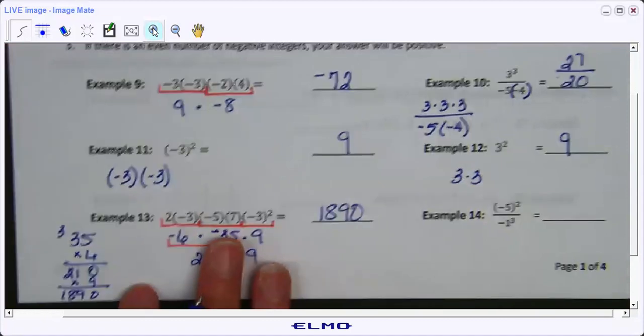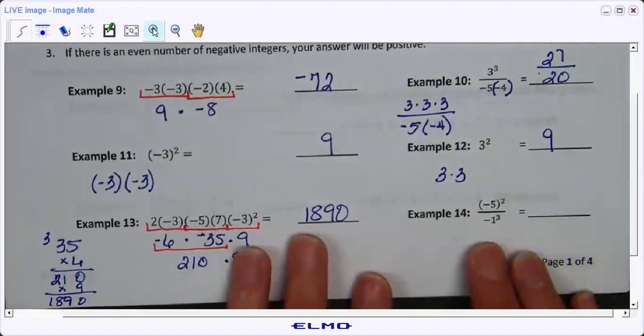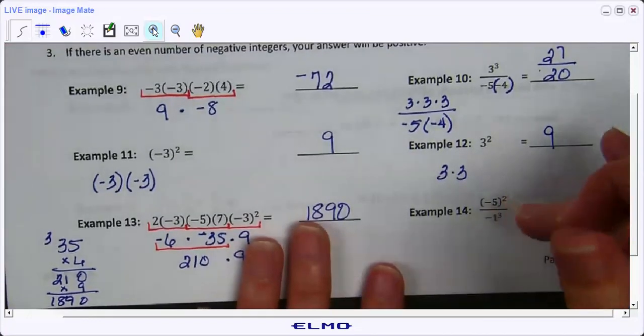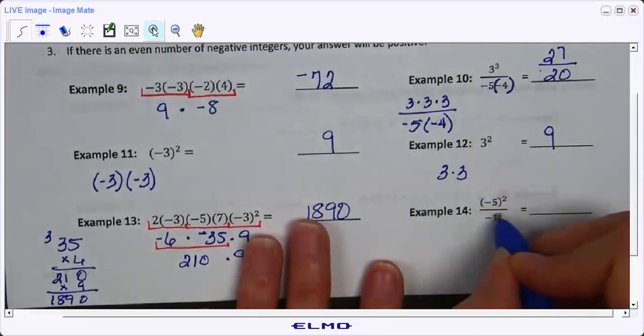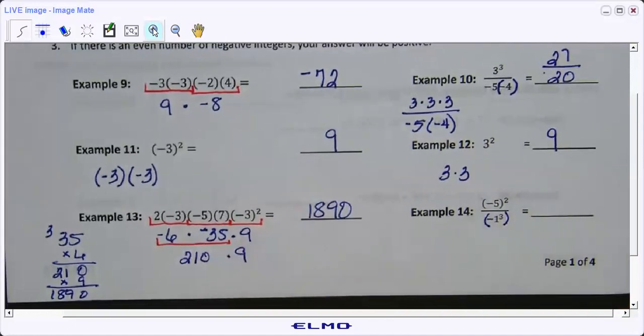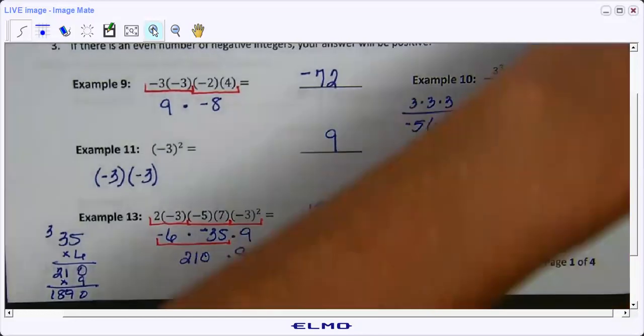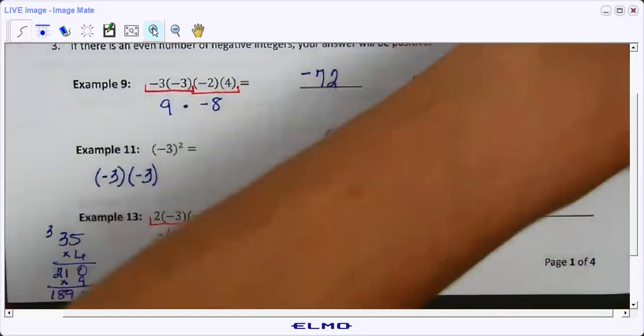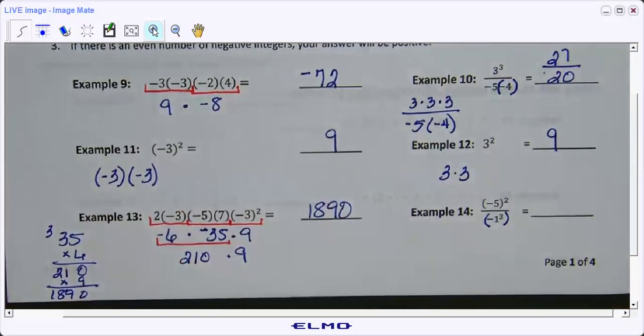Okay. All right, I want you guys to go ahead and do this one. I will tell you that the -1 should be in a parentheses. It should be, and it's not. And you'll know why when we get to the back.